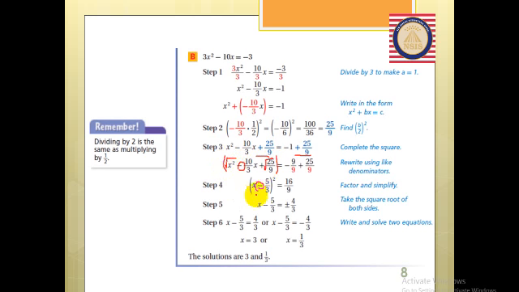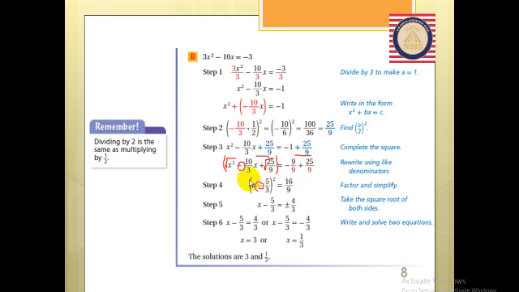Square root of x power 2 is x. Square root of 25 over 9: square root of 25 is 5, square root of 9 is 3. Very good. And here, add negative 1 plus 25 over 9. Of course, I can convert 1 into 9 over 9. So I'm going to have negative 9 over 9 plus 25 over 9. Then you will have 16 over 9.